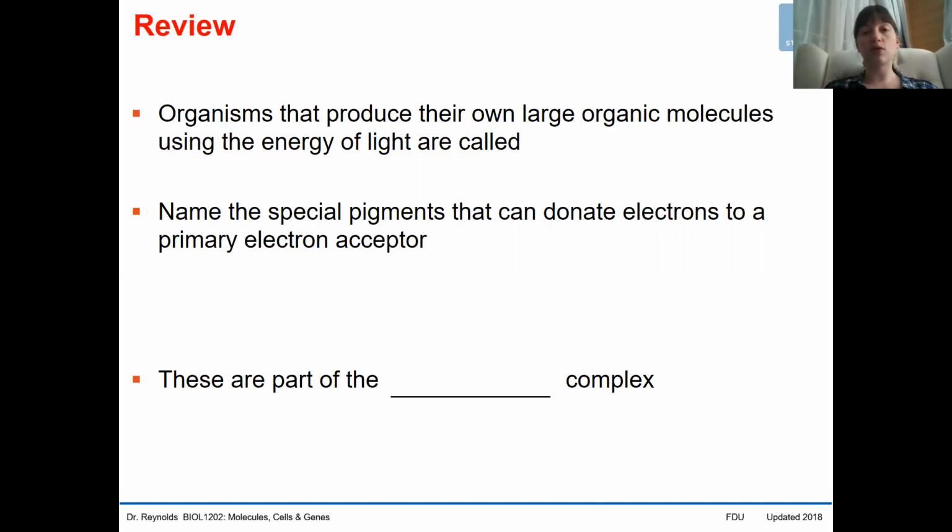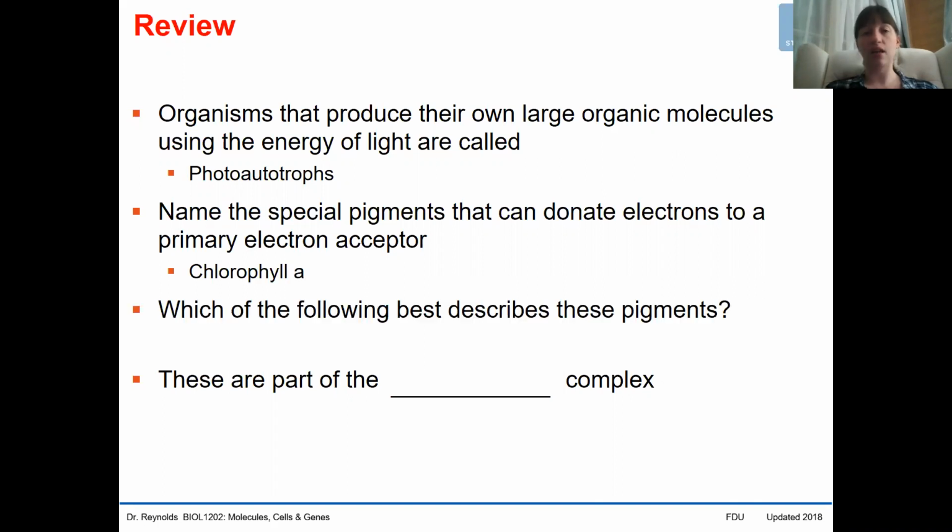Organisms that produce their own large organic molecules are known as photoautotrophs. Photo because they're using the energy of light, and auto because they're taking the electrons not from other living things or the products from other living things, but from inorganic materials such as water. The special pigments that can donate electrons to a primary electron acceptor are chlorophyll A. And if we had to describe those pigments, I would describe them as strong oxidizing agents because they're capable of forcing the oxidation of water to reduce themselves.